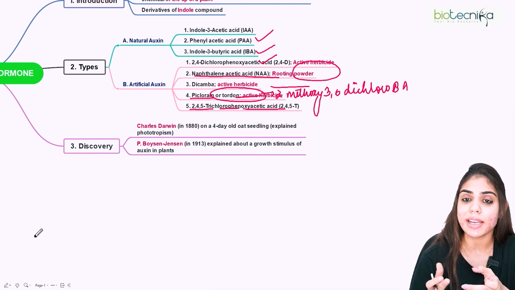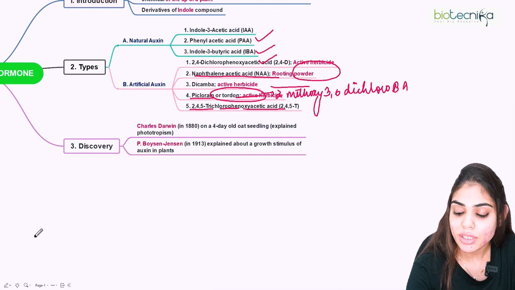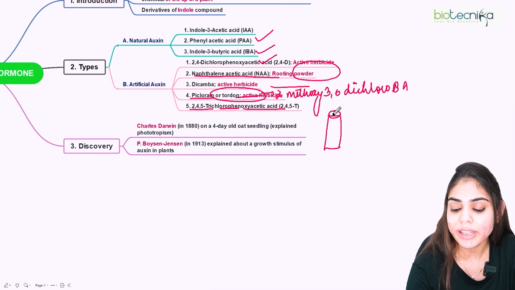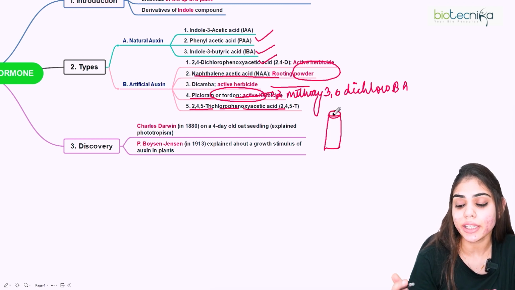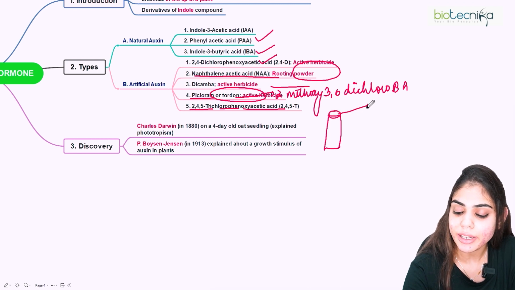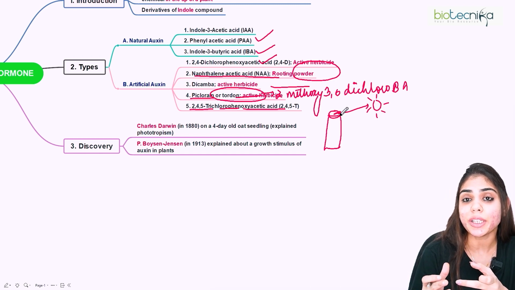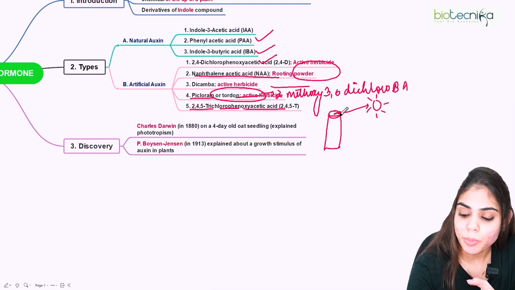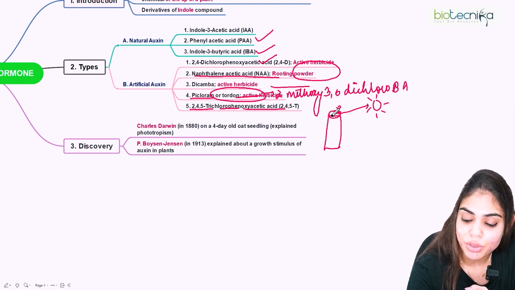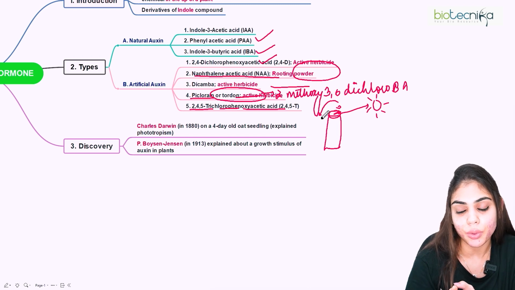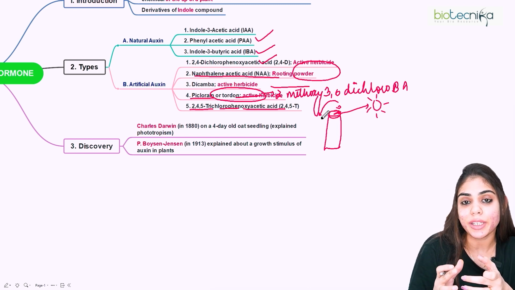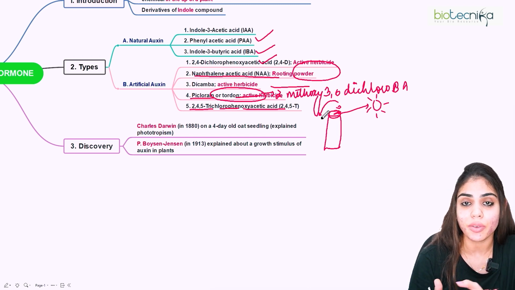Now let us understand this with the help of a diagram. Suppose this is a coleoptile tip. When this plant is exposed to continuous sunlight, it will produce some kind of chemical in the tip of the plant. This chemical is transmitted to the growth zone. Once this is transmitted, it will cause the elongation of the cells.